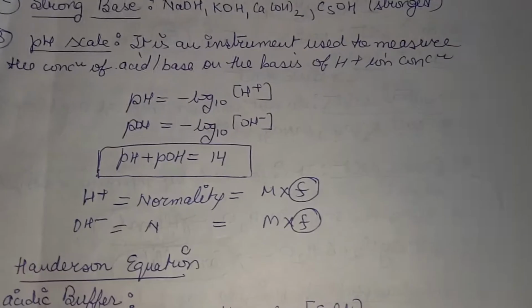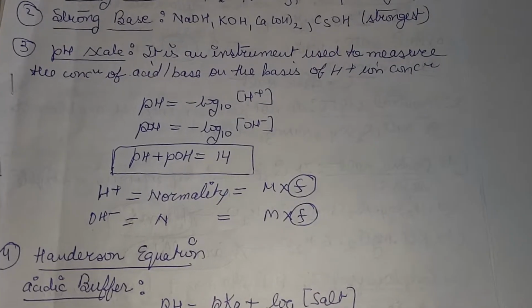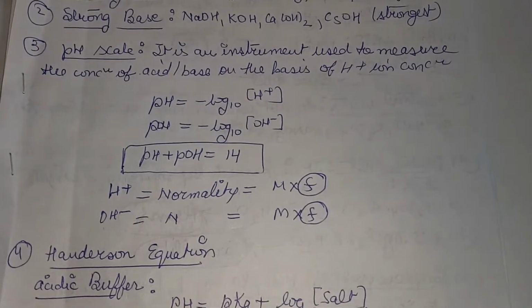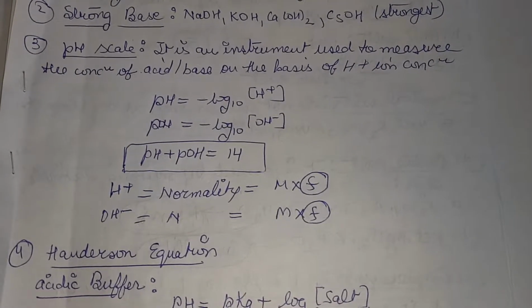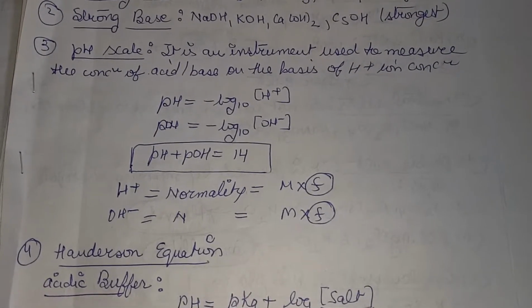Now, what is pH? It is a scale used to measure the concentration of H ion and OH ion. On the basis of H ion concentration, it is used to measure the acidity or basicity of a solution.